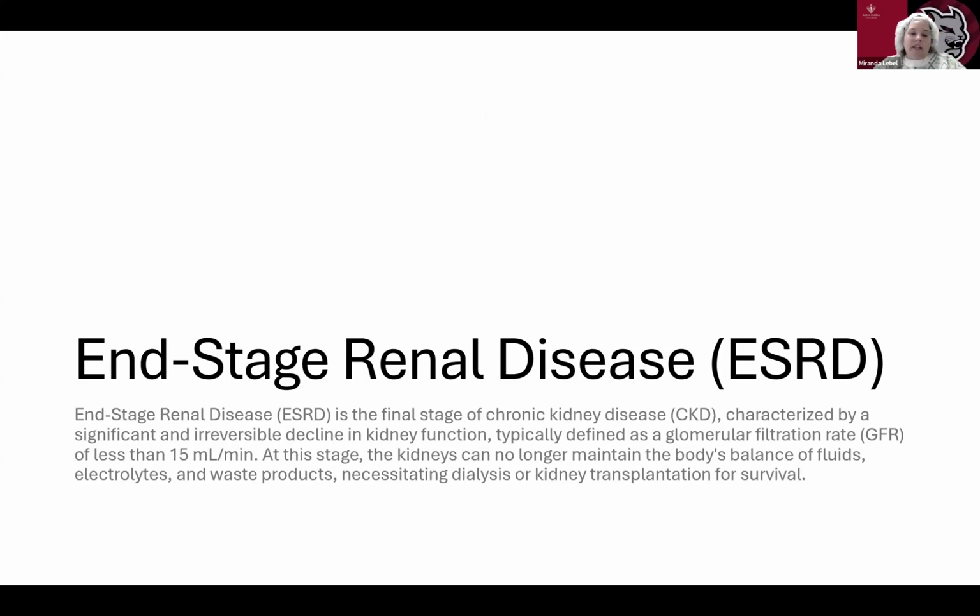Now we're going to move to end-stage renal disease. End-stage renal disease is the final stage of chronic kidney disease characterized by a significant and irreversible decline in kidney function, typically defined as a GFR level less than 15. At this stage, the kidneys can no longer maintain the body's balance of fluids, electrolytes, and waste products, necessitating dialysis or kidney transplantation for survival.